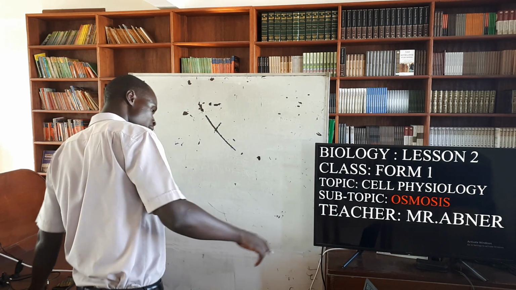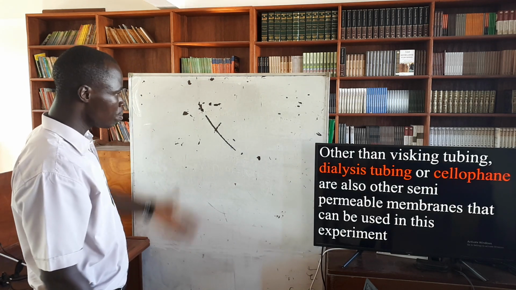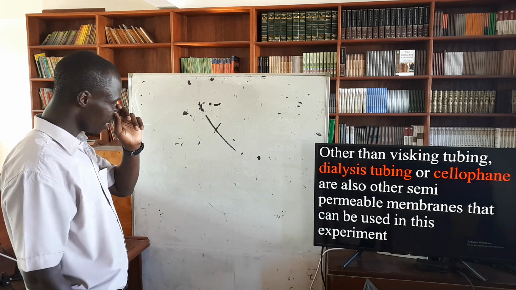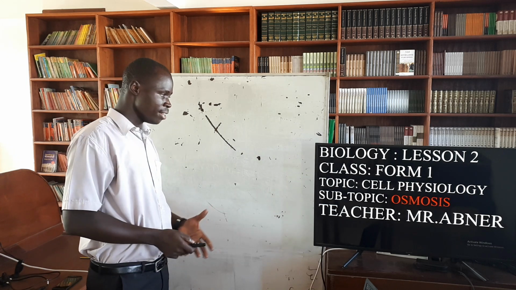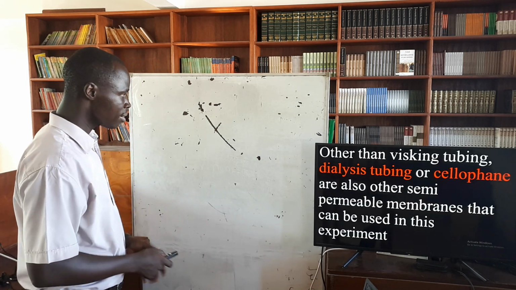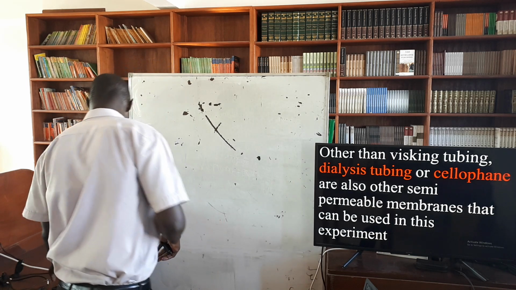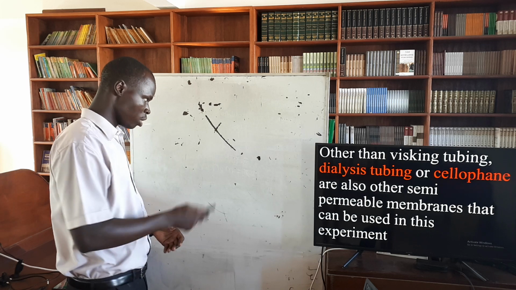Last time I was explaining about whisking tubing being a semi-permeable membrane. The other ones which we can use in this case are cellophane and dialysis tubing. So these are other whisking tubing semi-permeable membranes you can use in this case.